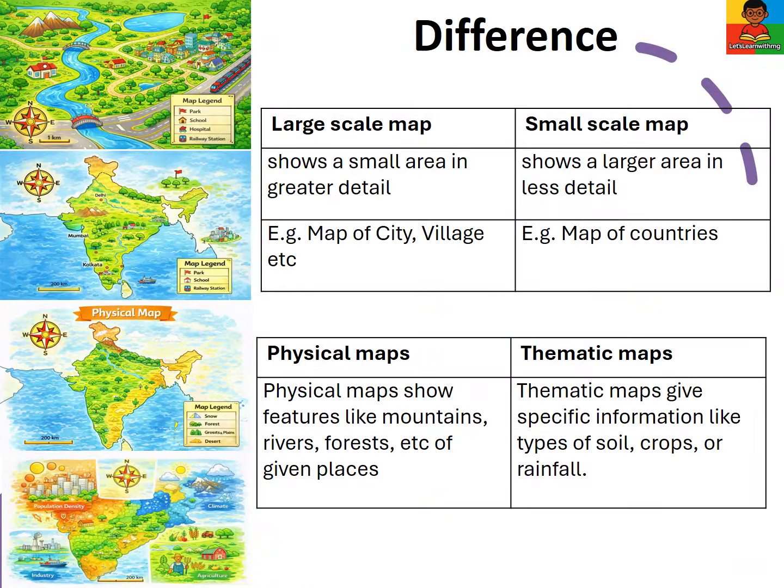Let's look at some differences. A large-scale map shows a small area in greater detail, such as a map of a city or village. A small-scale map shows a larger area in less detail, like a map of countries. Physical maps show features like mountains, rivers, and forests of given places. Thematic maps give specific information like types of soil, crops, or rainfall.